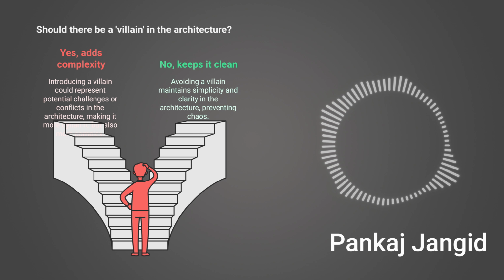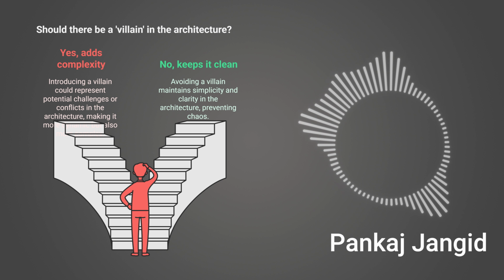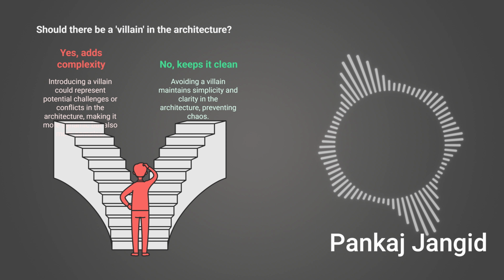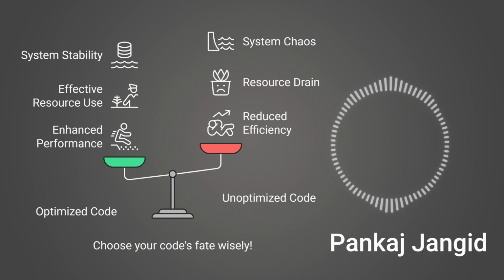Haha, knotted earphones? That's such a relatable image. So, can you have like a villain in your architecture too, or is that just like extra chaotic? Oh, that's a great question.